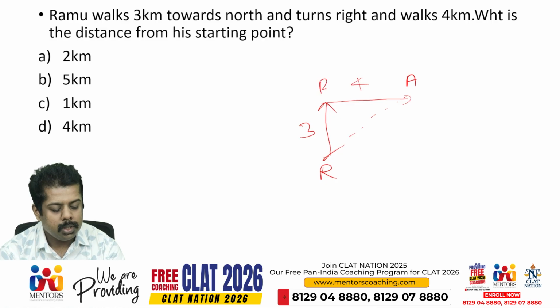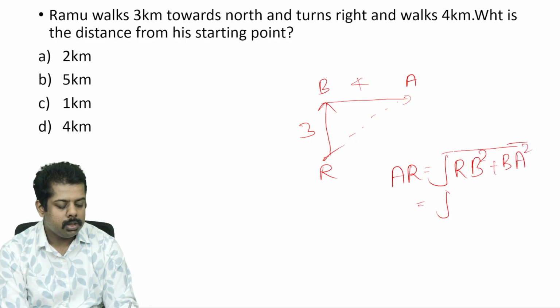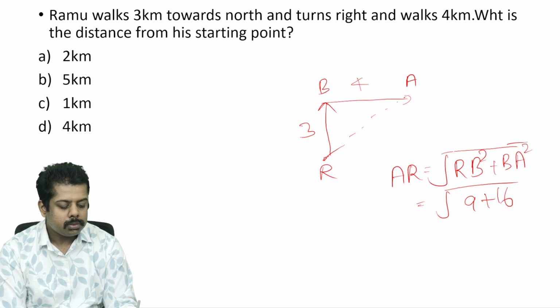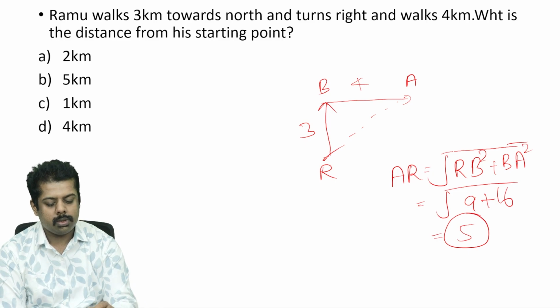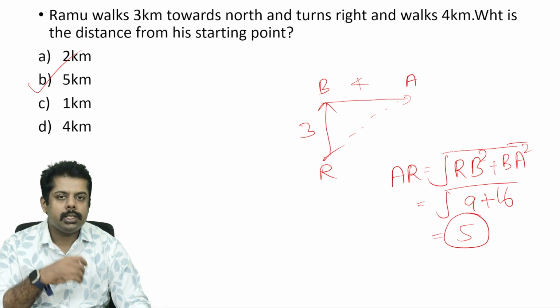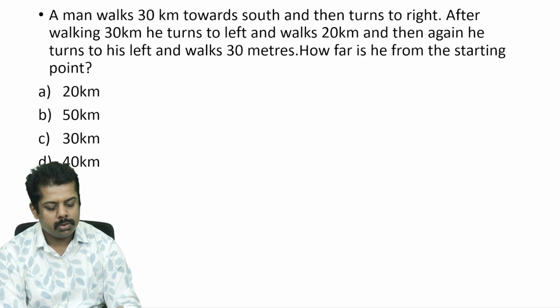So say I'm making this as B. So we have to find AB, that is root of AB square plus BC square. Okay, so that is 3 square plus 4 square, that is 9 plus 16. Adding both 25, root of 25 as we know is 5. The answer here is option B. Option B is the final answer, 5 kilometers. Okay. Moving to the next question here.